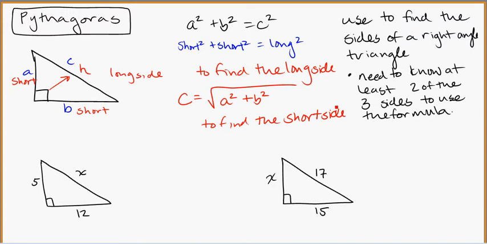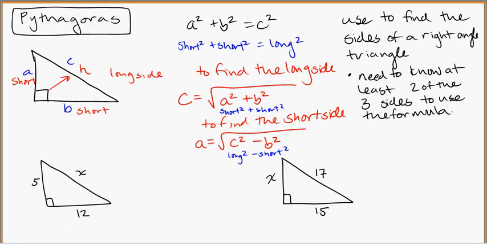And when we rearrange the original A squared plus B squared equals C squared to find a short side, we get A is equal to the square root of C squared minus B squared. Now keep in mind, that's always the long side squared minus the short squared, and it's a minus in there. In this case, it's the short squared plus the short squared.